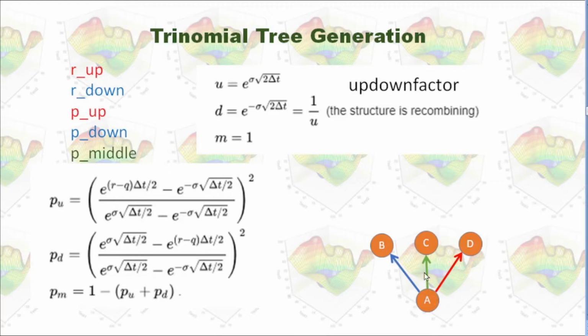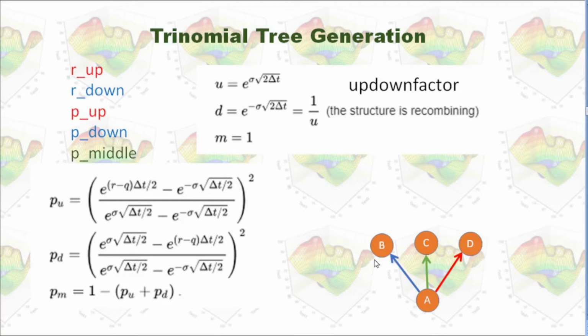When we build this trinomial tree for the Black Karasinski model, the only difference is when interest rates go to C from A, the interest rate will change based on the formula of the Black Karasinski model. It's not the same.